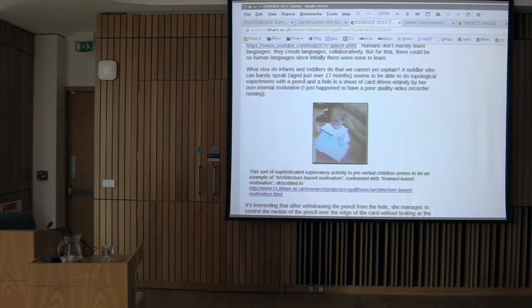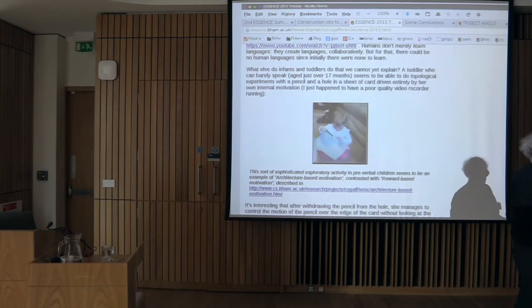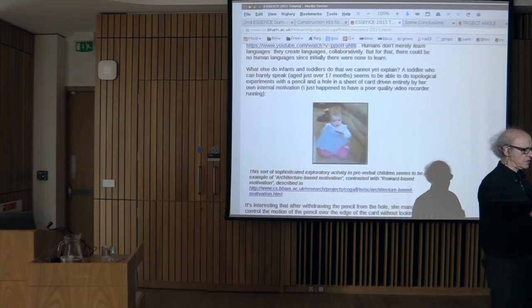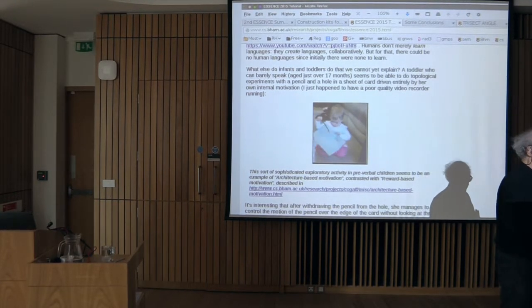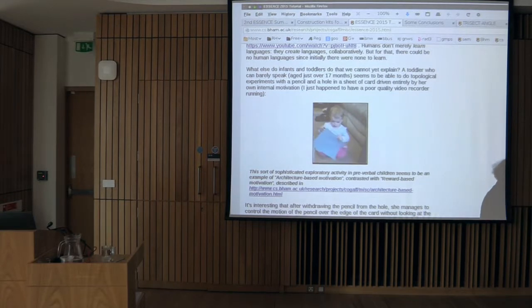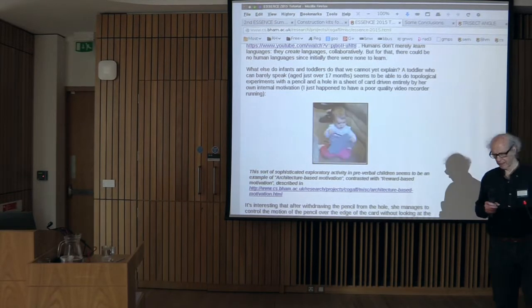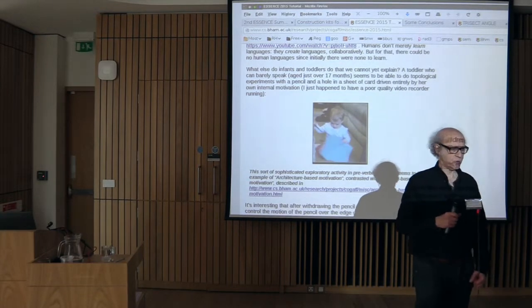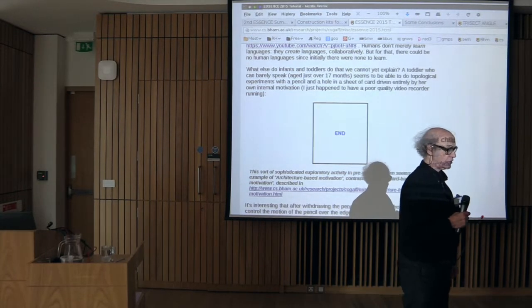Now, is there a good way to round up? Yes, there's a good way to round up this part of the session. Because I've been talking about construction kits, I've hinted that there are different sorts of construction kits, and I want to divide them into three major classes, and I'm sure instantly some of you will start thinking of things that I haven't thought of.